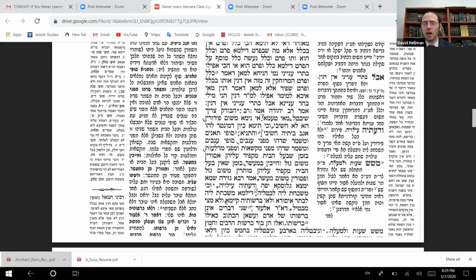Amar Rav Yehuda Amar Rav. Rav Yehuda said in the name of Rav. Rav is the first generation of the Gemara sages. He knew the last sages of the Mishnah. He's the oldest generation, and Rav Yehuda was one of his students. So we're going to have a teaching quoted by Rav Yehuda in the name of Rav, meaning it was recorded that Rav Yehuda taught this psak in the name of Rav.